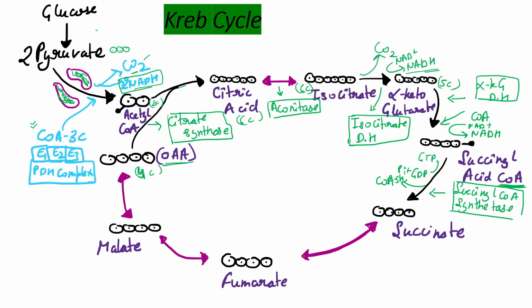Now again the ADP would be converting into ATP molecule, and this GTP would be converting again into GDP. So this is how the production of ATP is happening in this step. Now after succinate formation, the next step is the formation of fumarate.